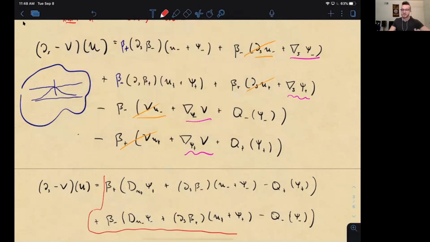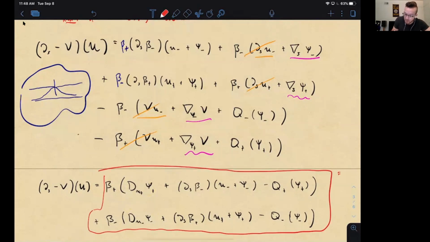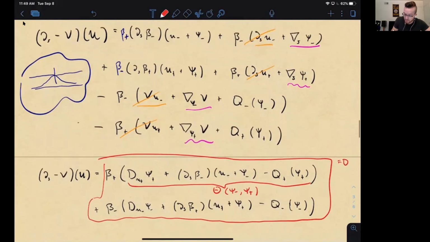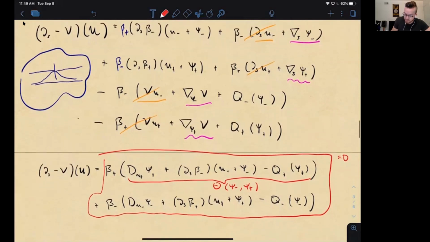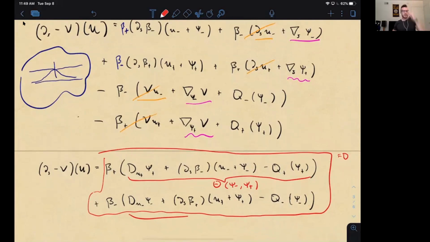And then I'm going to give these things some names. In the top line, the quantity in the parentheses, I'm going to call capital theta of psi minus, psi plus. And likewise with the bottom thing, I'm going to call this capital theta plus and capital theta minus. And if we can get the right-hand side to be 0, then we have a flow line and we've glued.